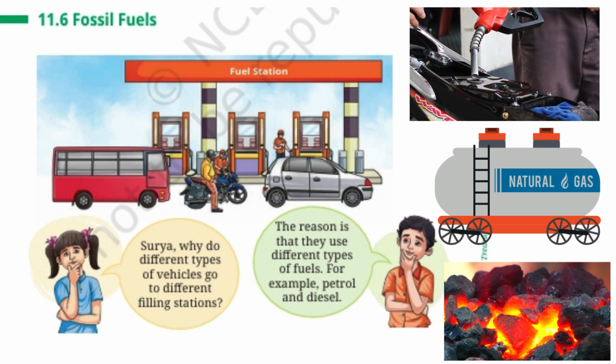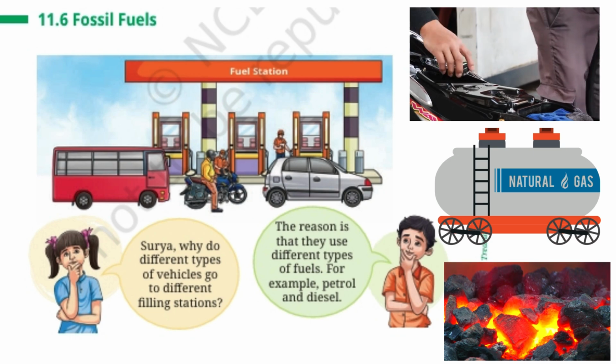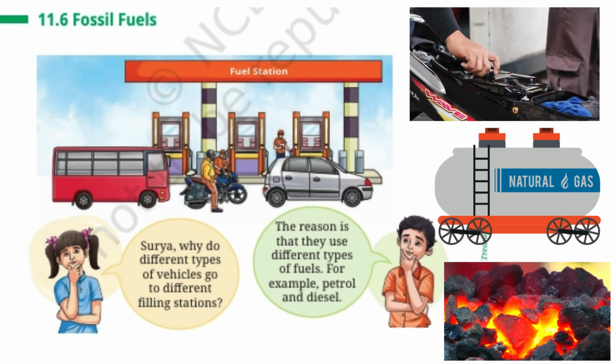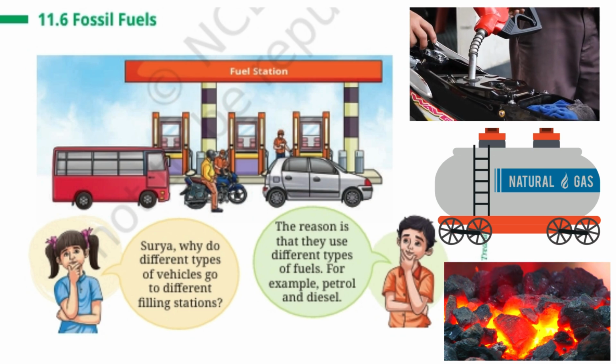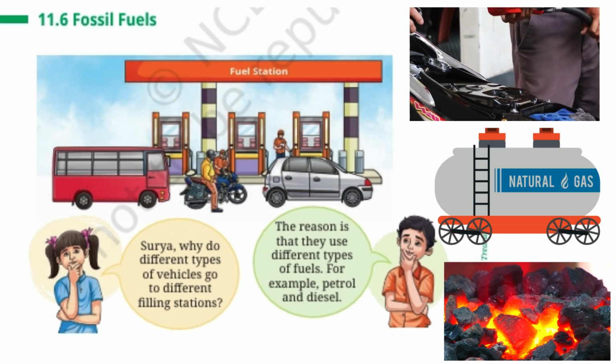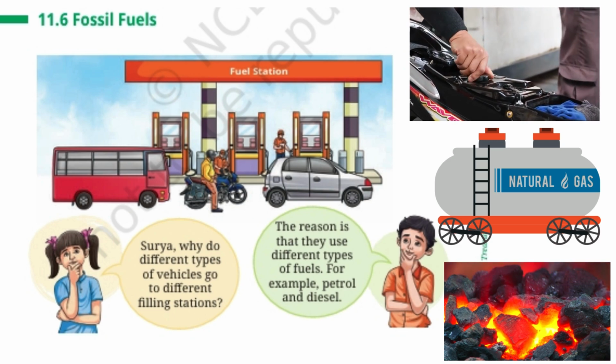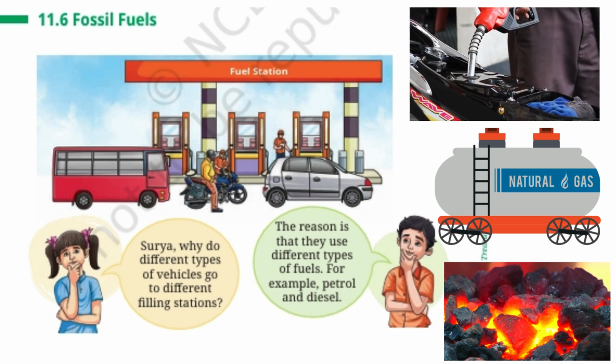Next, Surya asks, why do different types of vehicles go to different filling stations? The reason is that they use different types of fuels, for example petrol and diesel. Nowadays they are also using CNG, compressed natural gas, as a fuel.